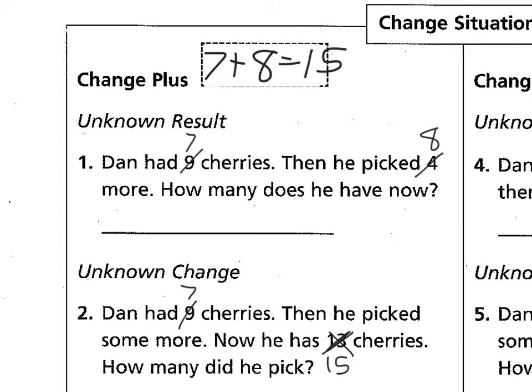So this whole time I want to be practicing visualizing the word problems as I go. All right. Unknown result. So result is an answer. So that I'm going to end up with an equation here where I don't know the answer. Dan had 7 cherries. Then he picked 8 more. How many does he have now? As I'm visualizing this, I'm visualizing Dan holding 7 cherries. Then I see him picking 8 more. So my equation would say this. He had 7 cherries, then he picked 8 more, and I don't know how many cherries he has now. I'm going to use the variable c to show that. Remember, variables represent unknown numbers, and my unknown here was the result, or the answer.